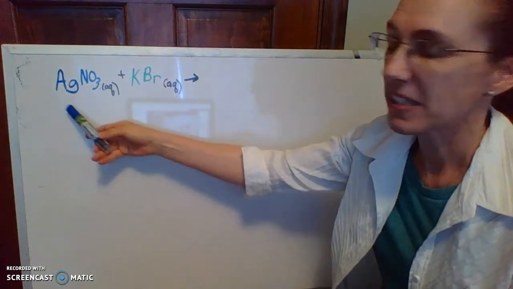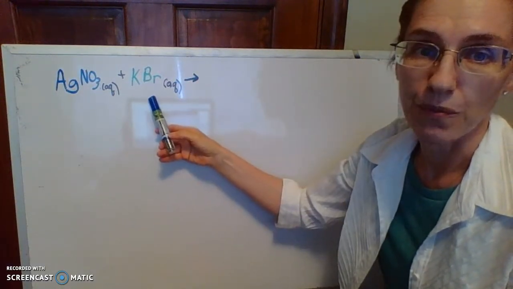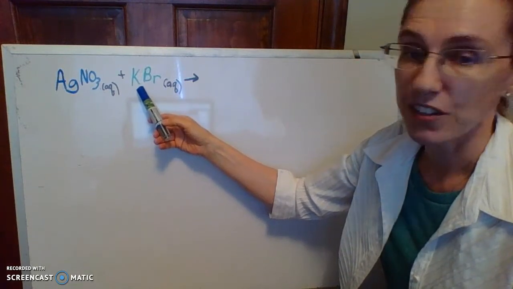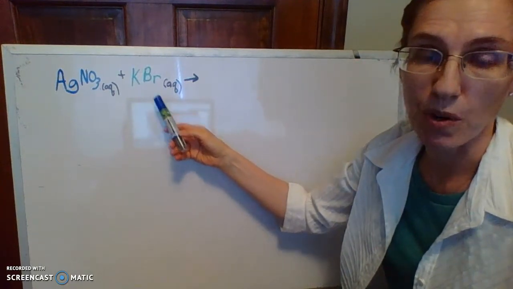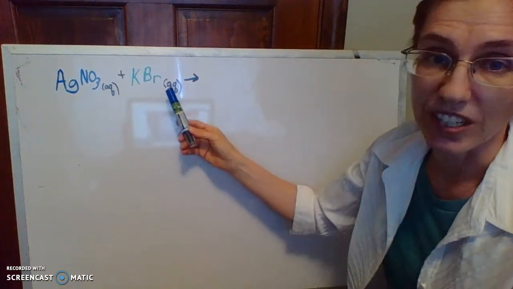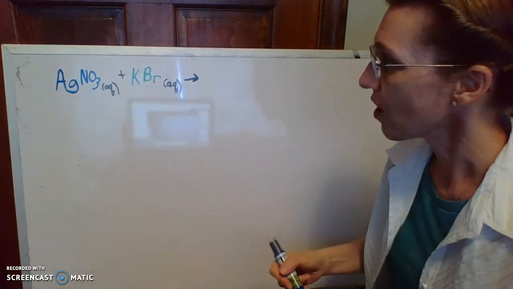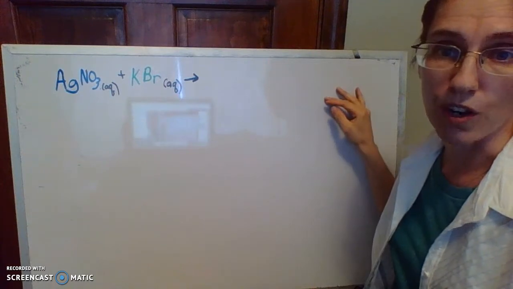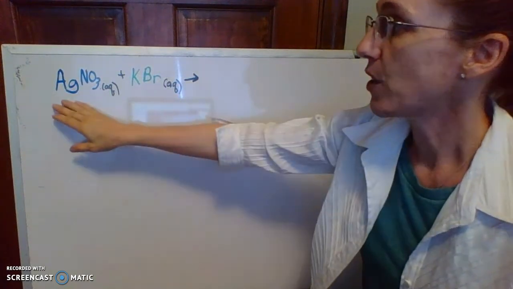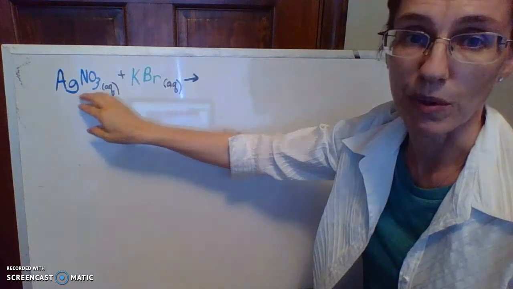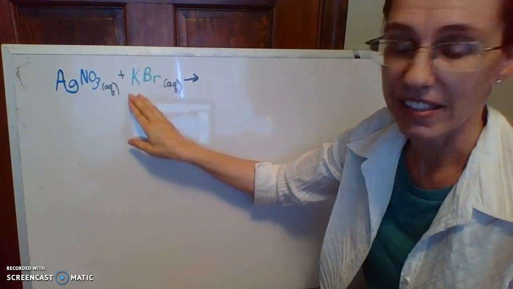The problem is that we've got silver nitrate, and that's a soluble solution, so it's got the AQ there, and it's being added to a solution of potassium bromide. It's soluble as well. It's got the AQ, and those AQs tell us that it's soluble. So the first thing we need to do is figure out what products we're going to have here. We know that these two compounds, when they get together, are soluble.